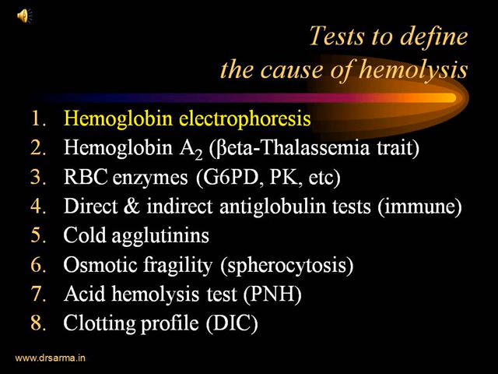Direct and indirect antiglobulin tests, previously called direct and indirect Coombs test, will tell us about immune-mediated hemolytic anemias. Cold agglutinins, osmotic fragility test. Osmotic fragility test is useful in spherocytosis. Acid hemolysis test is useful in paroxysmal nocturnal hemoglobinuria or PNH. In disseminated intravascular coagulation as a cause of hemolysis, clotting profile will be helpful.